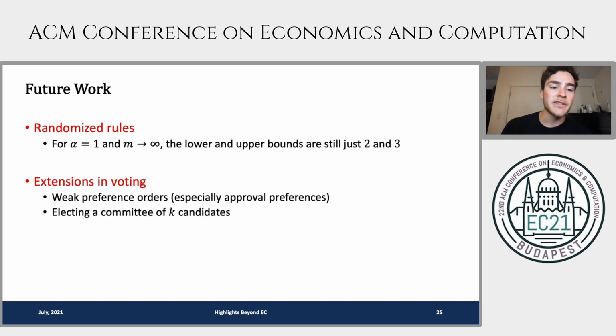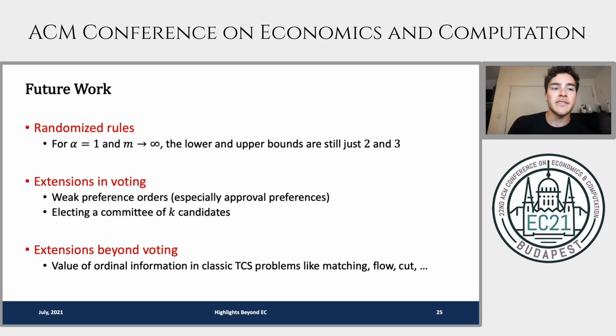Further, there are lots of possible extensions in voting theory. We only analyzed strict preference orders where voters gave us their whole rankings. You can imagine extending this to other input formats, such as weak preference orders or approval preferences, where voters just tell us a set of candidates that they like and other candidates they don't like. Further, you can imagine not just selecting a single candidate, but selecting a committee of, say, k candidates. And here, there are lots of options in how to define the actual social cost within the metric, but this is an interesting direction to see how we can do in this distortion framework in these other settings.